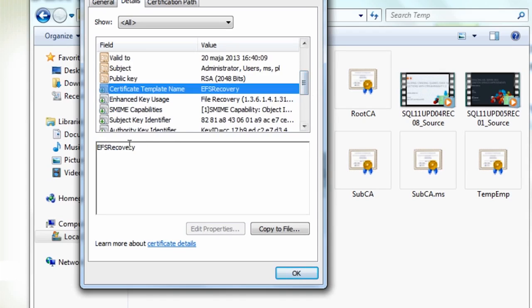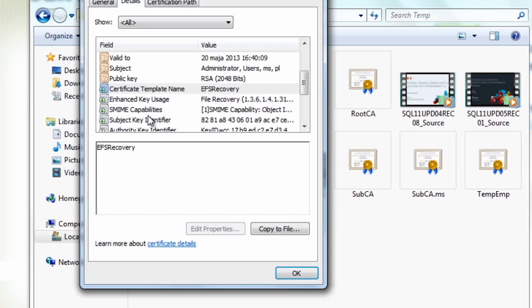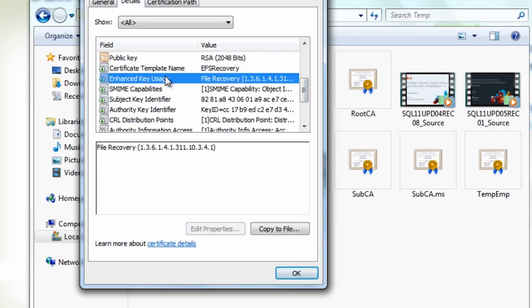We also find out about the template that was used for the basis for issuing this certificate. Here it's the EFS recovery. We suspect that this is a certificate which allows the administrator to recover files encrypted with EFS technology on behalf of users who for some reason lost their keys. The purpose of the certificate confirms this. In this case, the purpose of the certificate is file recovery. This is what the certificate is used for, and it can only be used for this.